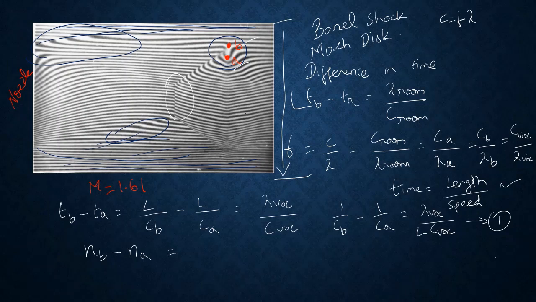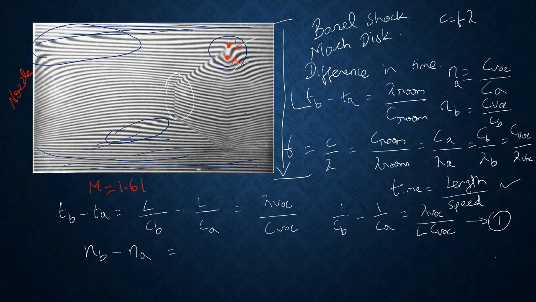Then what is NB minus NA? For NB minus NA, you are considering the refractive index N at A. The refractive index is nothing but the speed of light in vacuum by the speed of light in gas. In the gas, you are considering some point, that is A. So that is CA. And similarly, NB is C vacuum by CB.